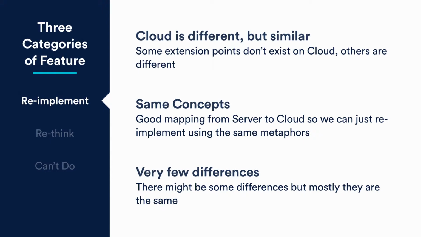Those we can't ship. So in cloud, some of the extension points just don't exist, so we can't do anything synchronously. But there are other concepts which map pretty well. Workflow post functions map pretty well. The script console maps well, and the scripted listeners map well. So there are very few differences in the underlying features there.